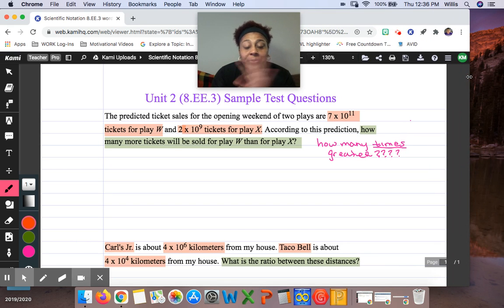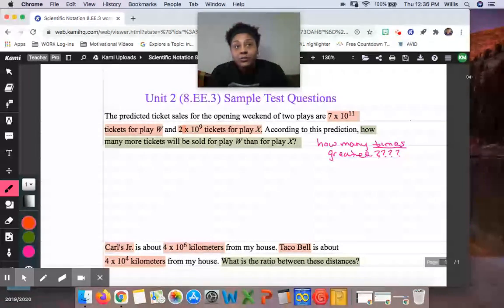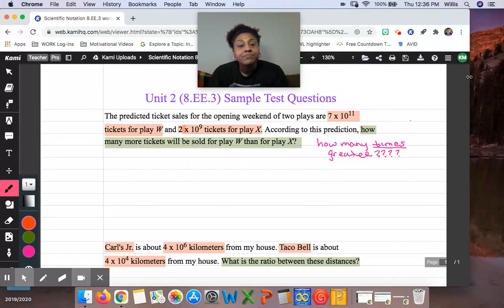In this remake of this one, where you have word problems and you're trying to find either the ratio after using division with scientific notation, or like the first one, you're looking for how much more. So we're looking for multiplication when you think backwards, but we're still going to use division.